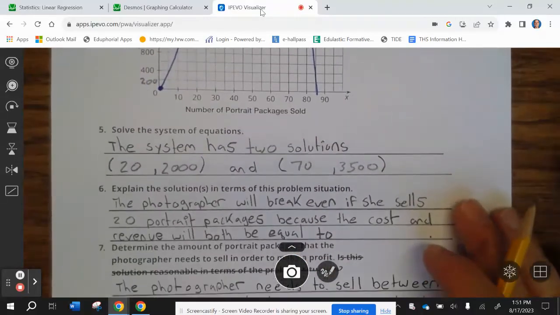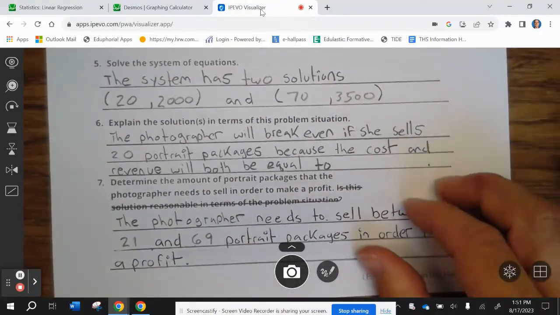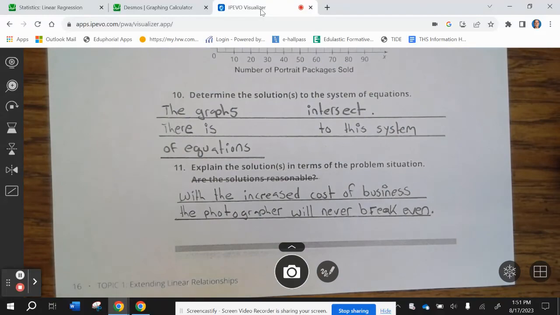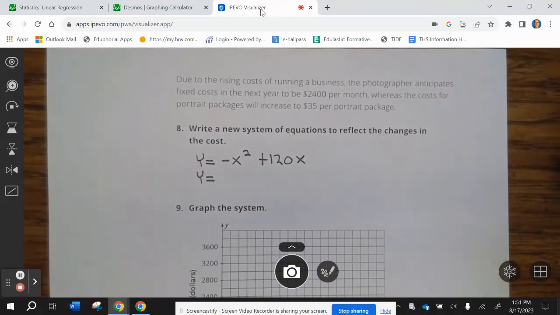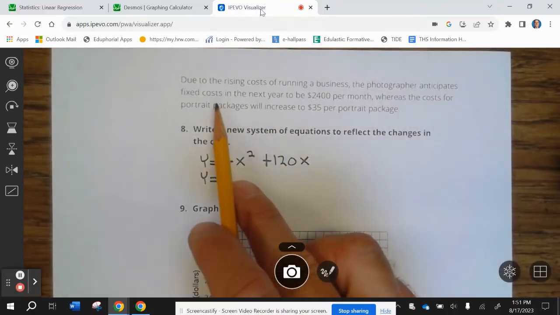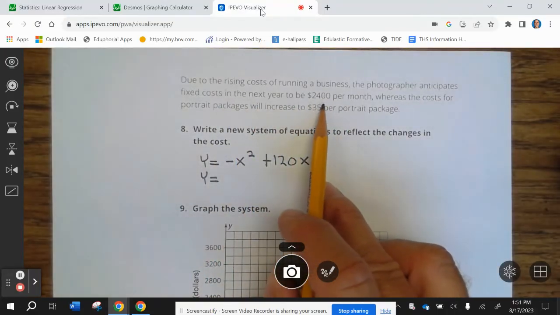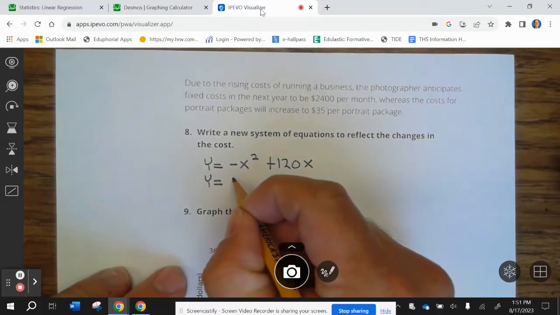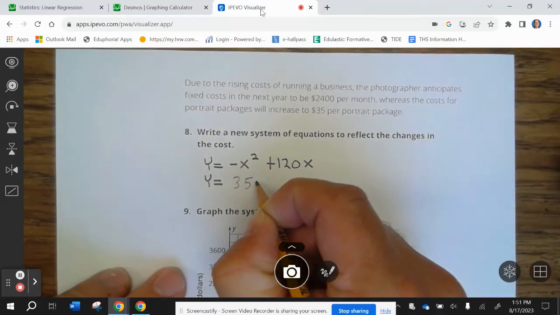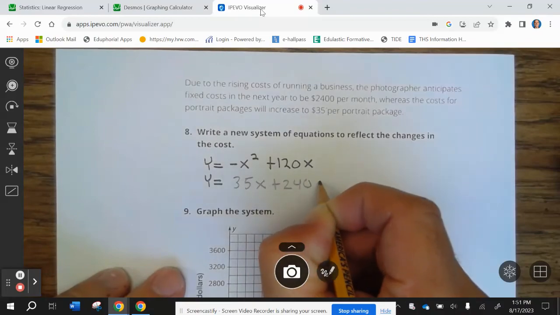All right, go ahead and finish up that page. Let's take a look at here. Due to the rising cost of running businesses, the photographer anticipates fixed costs in the next year to be $2,400 per month, whereas the cost of the portrait packages will increase to $35 per portrait package. Write a new system equation to reflect the changes in cost. Okay. So your new equation is 35x plus 2,400.